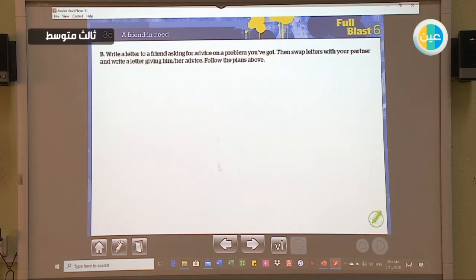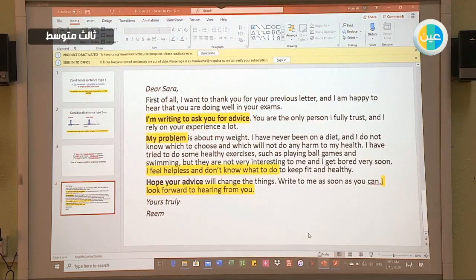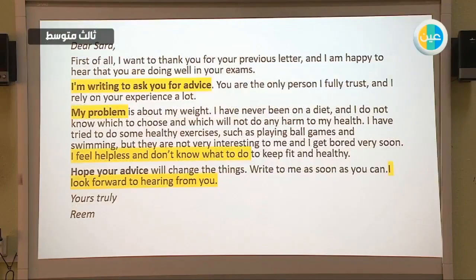Now, at home, you should write a letter to a friend asking for advice on a problem you have got. Think of a situation, think of a problem that you need someone to help you with, and write about it. You can later swap the letters with your friend and ask your friend to give you advice for your problem. Now we have an example here. Let's see it together. I want you to notice each part of the letter: the beginning, the main part, and the closing.